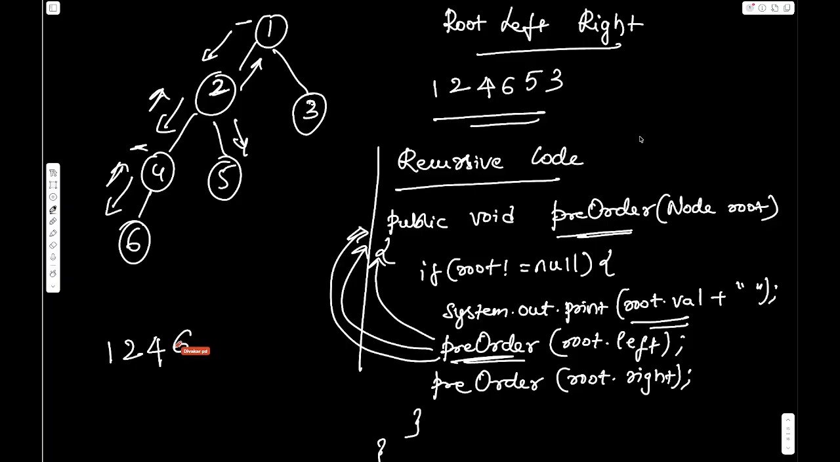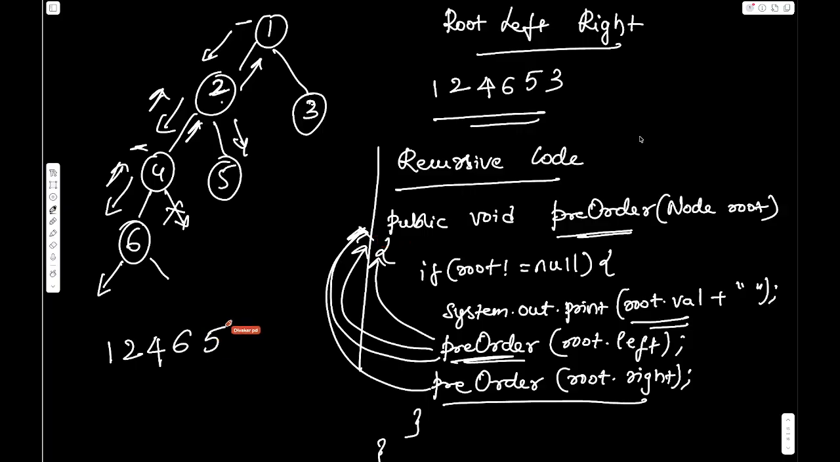So again, this root will be, next is null. So it will come back, return. Then it goes to right of it. Here there is no right. So it will go back to second node. Then it will call the right node again. So here it goes to fifth node.